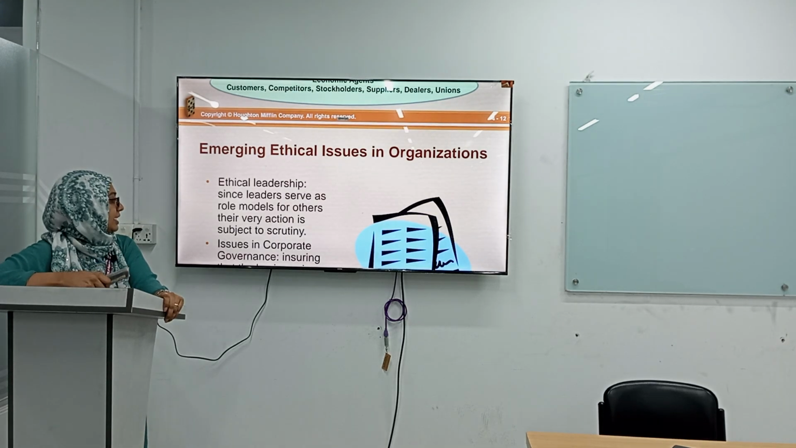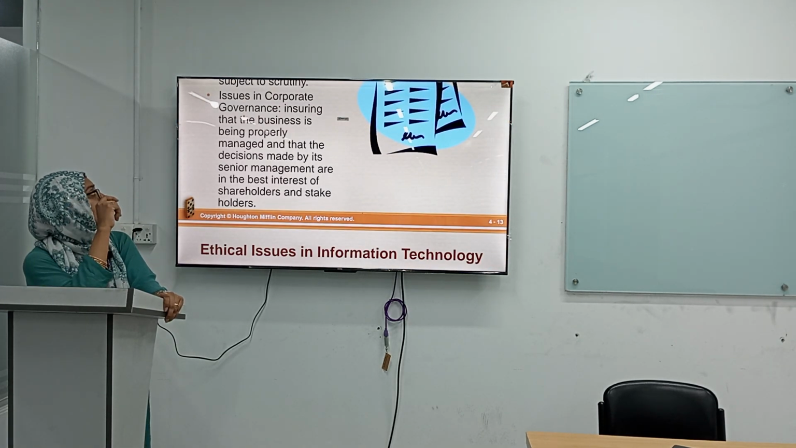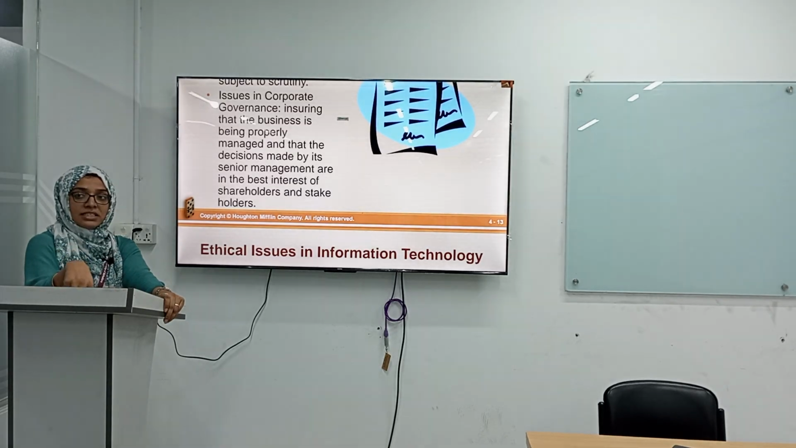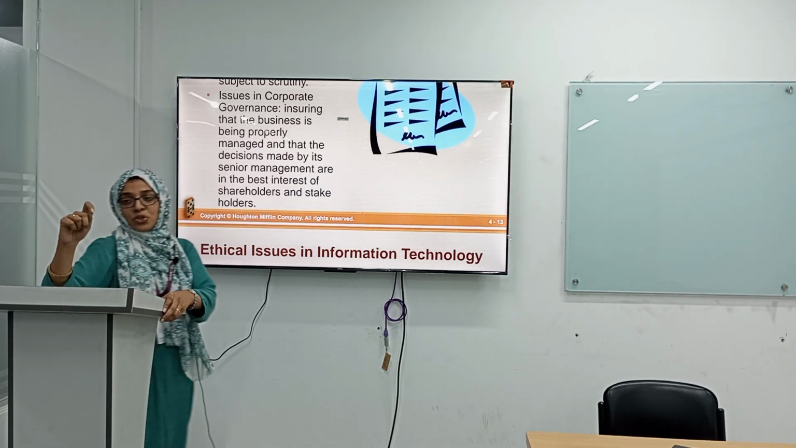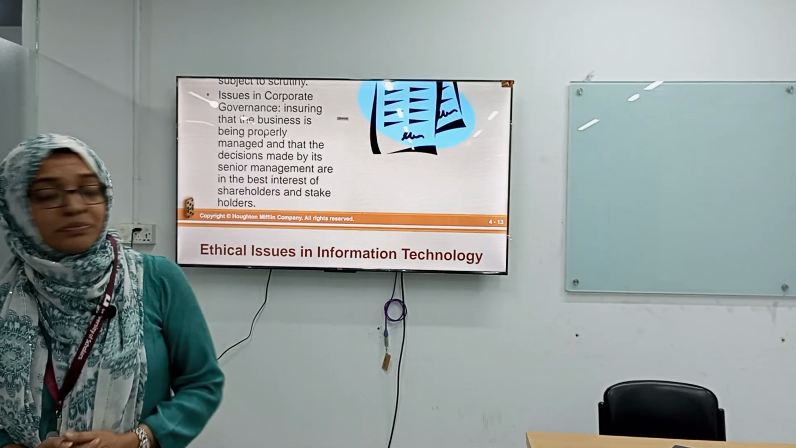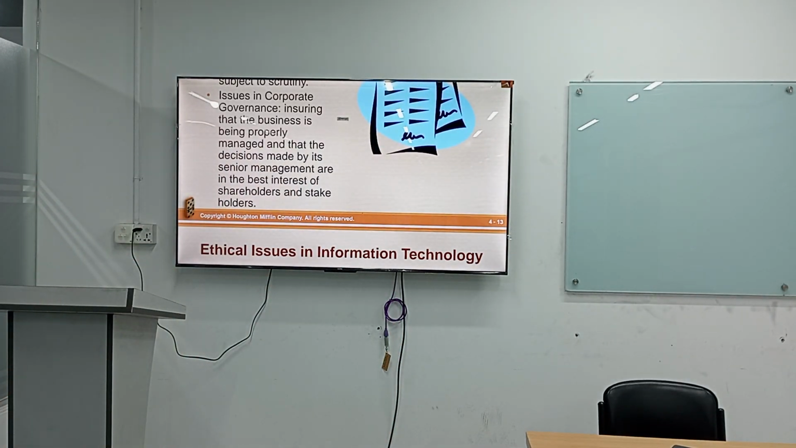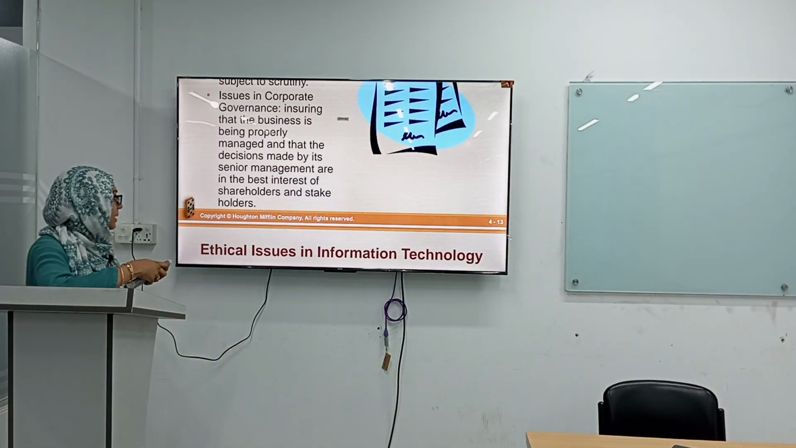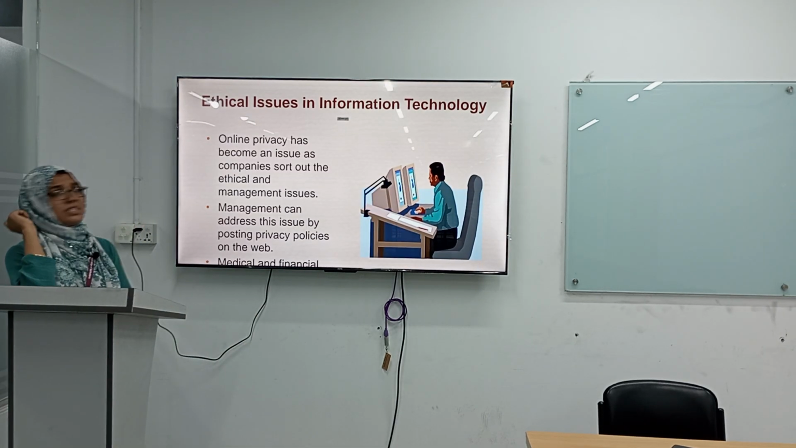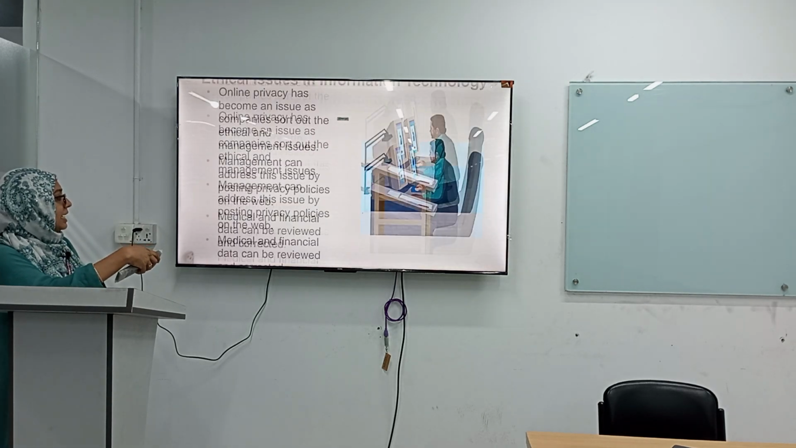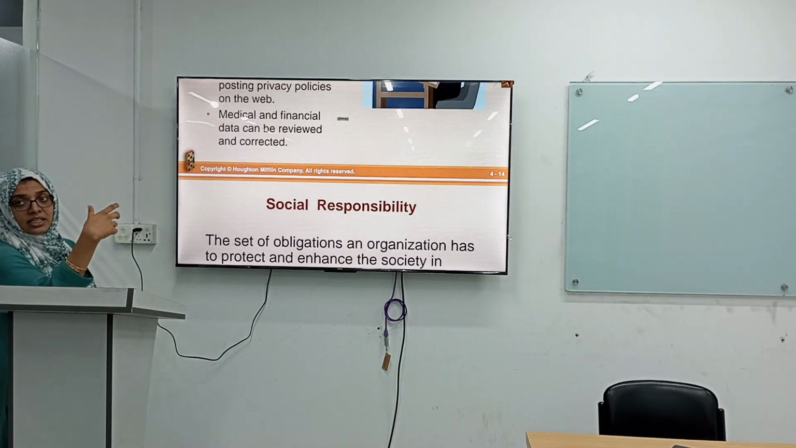The issue is corporate governance, ensuring that the business is being properly managed, that the decisions made by the senior management are in the best interest of the shareholders and stakeholders. Corporate governance is ensuring that the acts the organization is doing must ensure the rights and interests of its stakeholders and shareholders. Ethical issue in information technology: online privacy has become an issue that companies must sort out, both ethical and management issues. Management can address this issue by posting a privacy policy on the web. Medical and financial data can be reviewed and corrected.